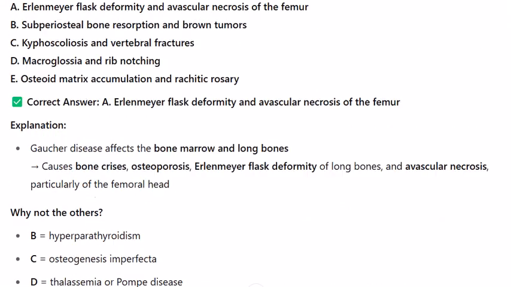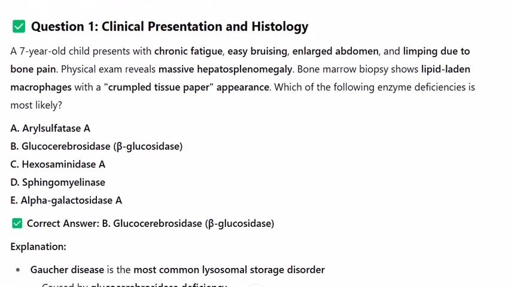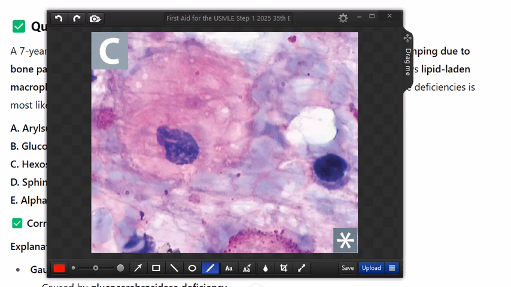High-profile, high-yield questions focused on Gaucher disease, covering the clinical features, enzyme deficiency, substrate accumulation, and treatment. Question 1. Clinical presentation and histology.